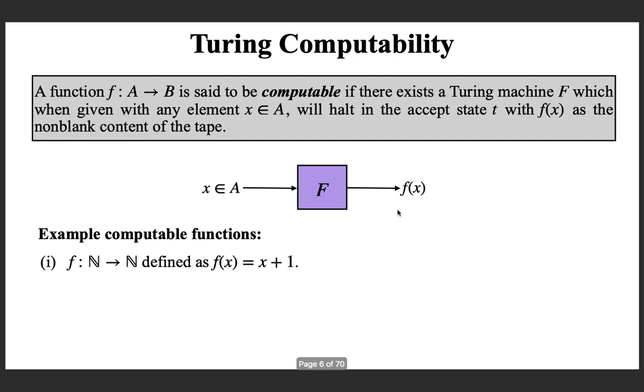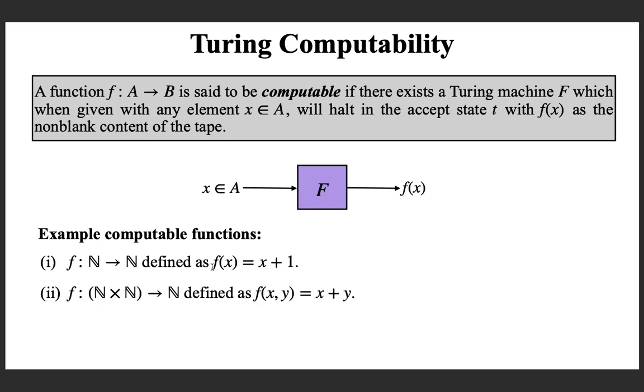Example computable functions: a function from natural numbers to natural numbers defined as, for all x, f of x is equal to x plus 1, which is the increment function. We had designed a total Turing machine for this function, and hence by this definition the increment function is computable.